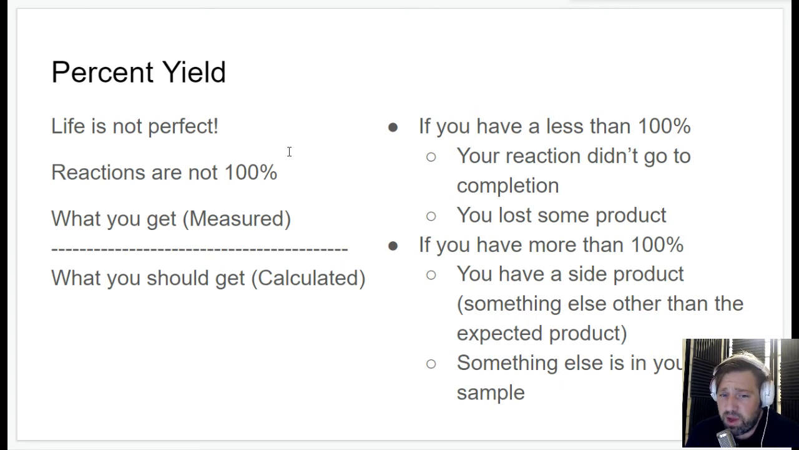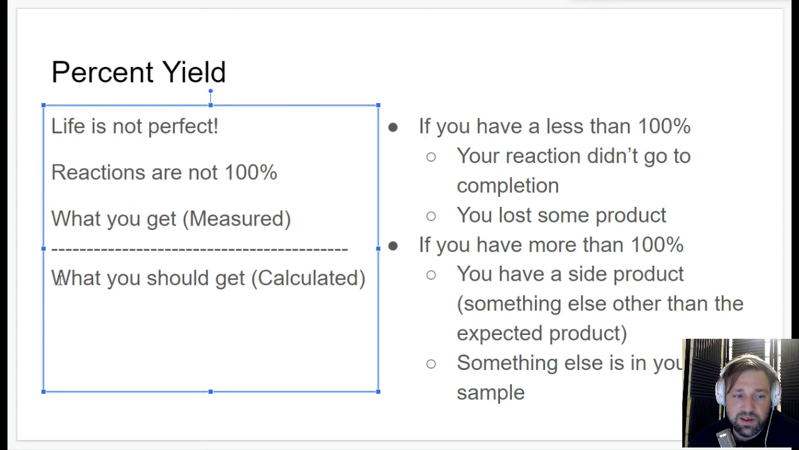Sometimes you might have more than 100% product, and this is something that is kind of concerning, because this means that you have something else in your sample, a contaminant, or what's called a side product, something you didn't expect to happen, a reaction that you weren't expecting to happen had gone off as well. In other words, you got more product than you think you should have. So those are your two things, and it's pretty easy. You just take the number of moles that you measured, and then divide it by what you should have gotten, your calculated stoichiometry, and then multiply it by 100. It's a pretty simple percent problem.